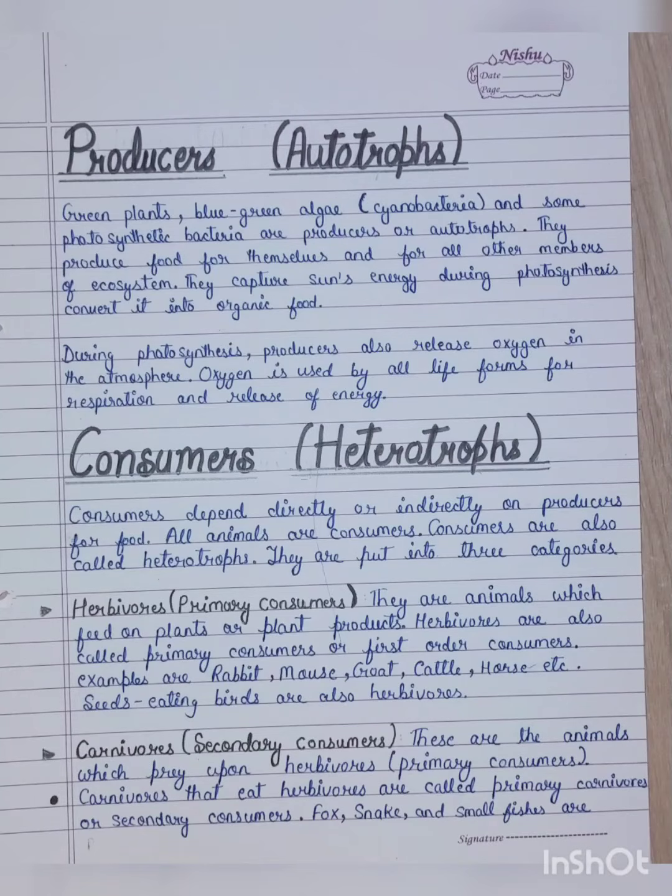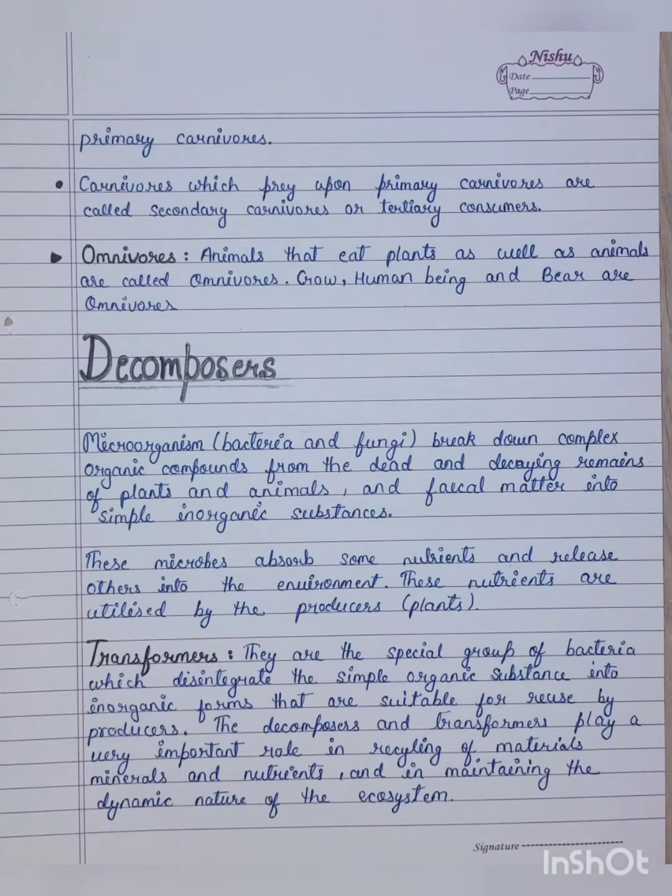Second is carnivorous, secondary consumers. These are the animals which depend upon herbivorous primary consumers. Carnivorous that eat herbivorous are called primary carnivorous or secondary consumers. Examples: fox, snake and small fishes are primary carnivorous. Carnivorous which prey upon primary carnivorous are called secondary carnivorous or tertiary consumers. Omnivorous. Animals that eat plants as well as animals are called omnivorous. Crow, human being and bear are omnivorous.